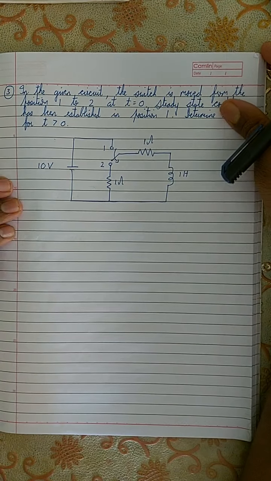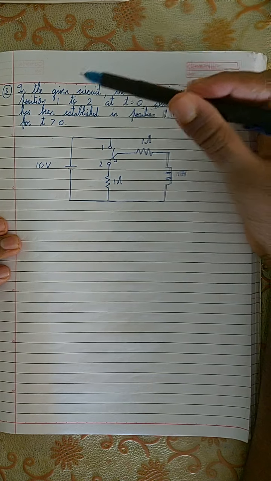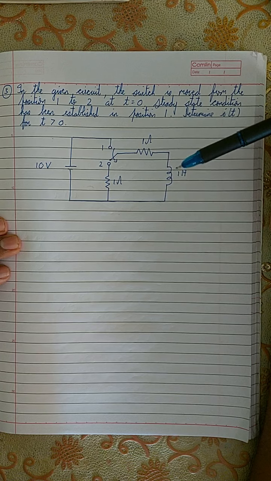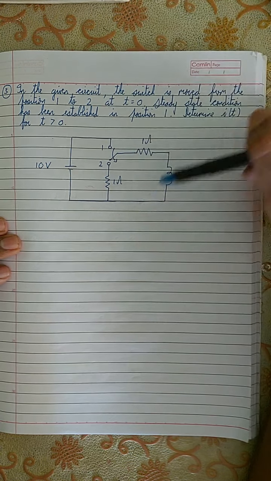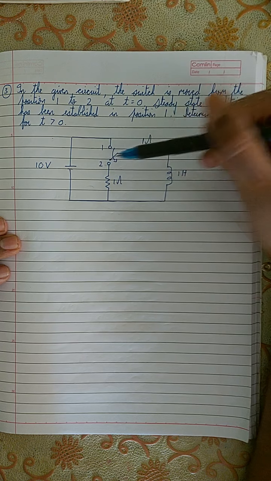Now let's do the next problem. In the given circuit, the switch is moved from position 1 to position 2 at time t is equal to 0. What this sentence means is that this is the circuit diagram, and here you can see there's a switch which has two positions, position 1 and position 2.